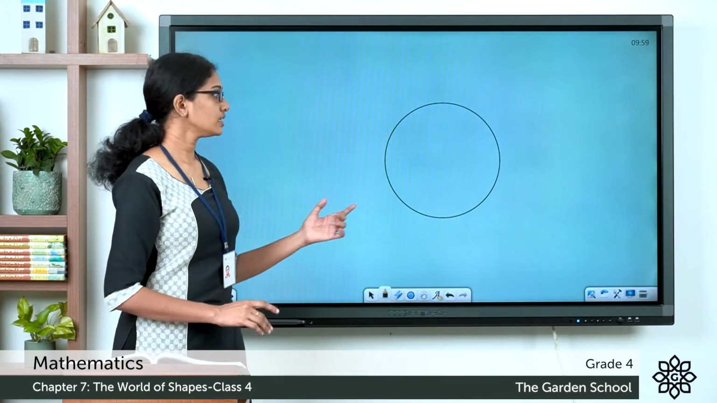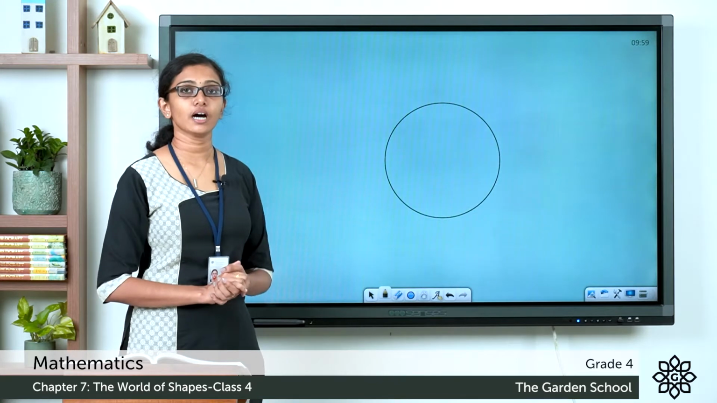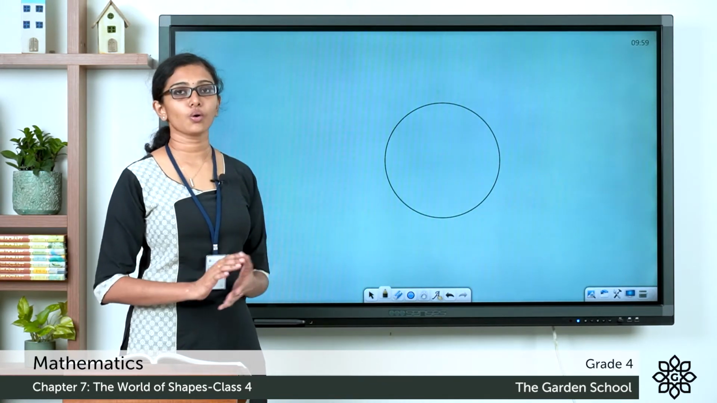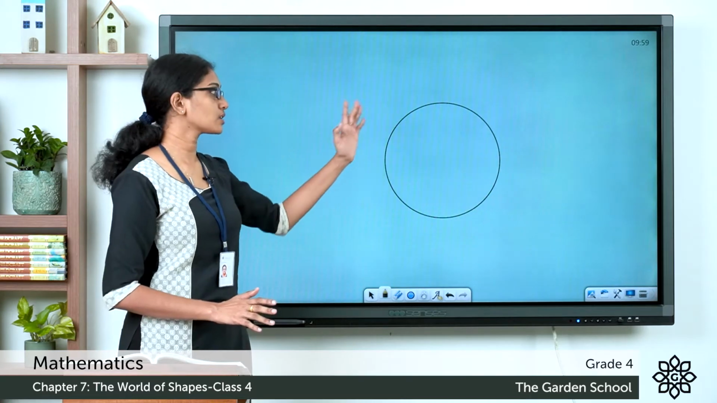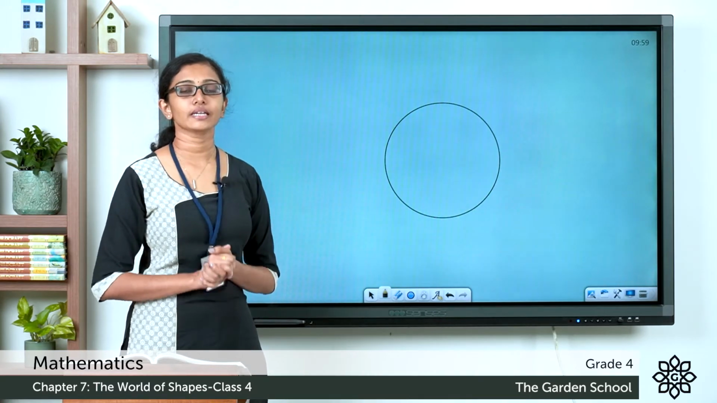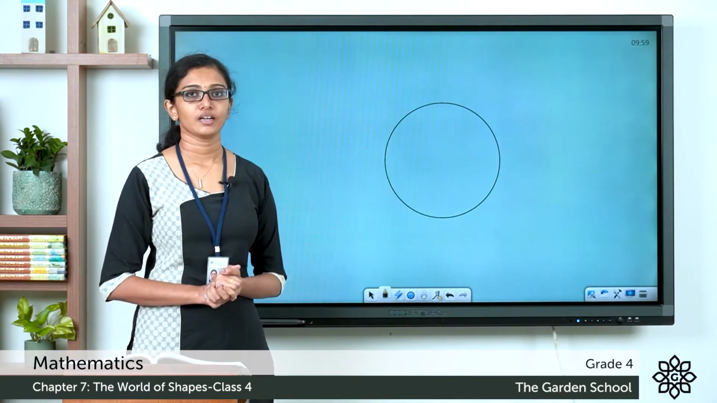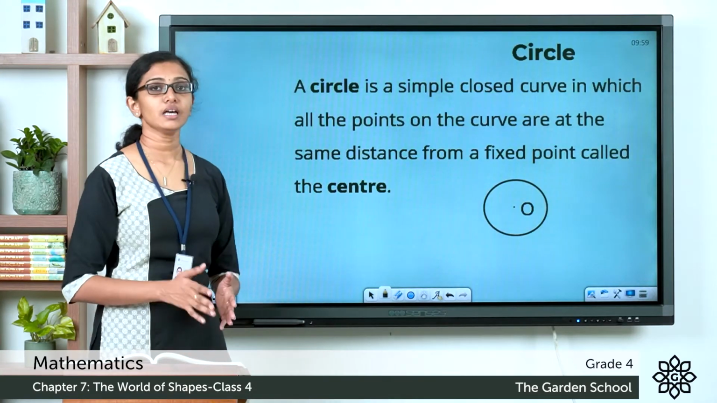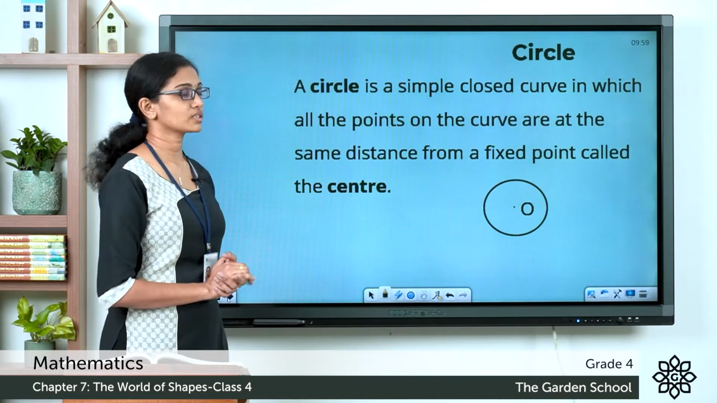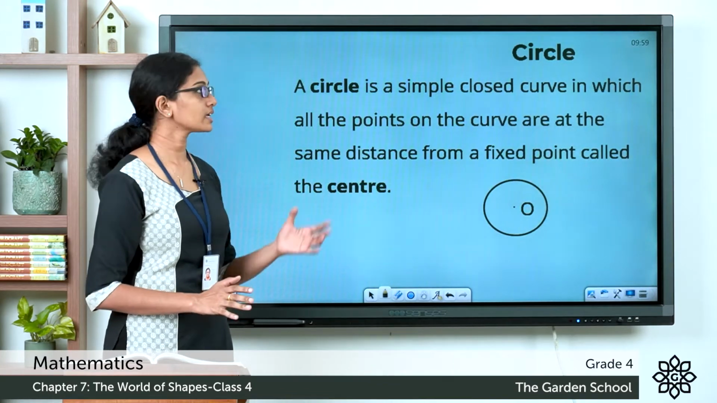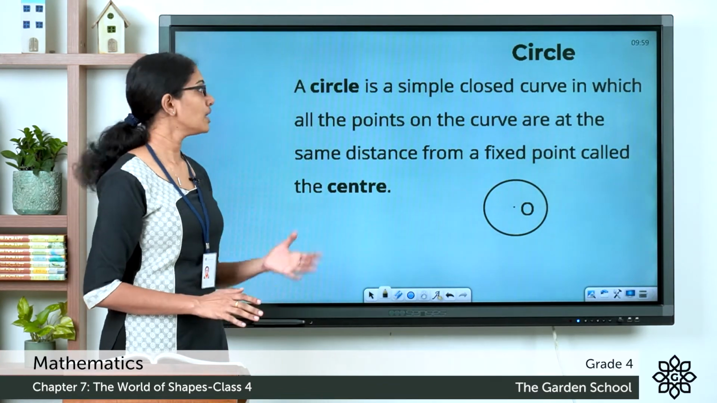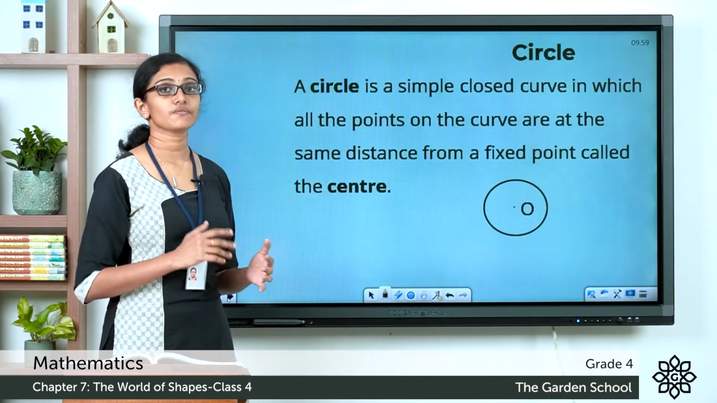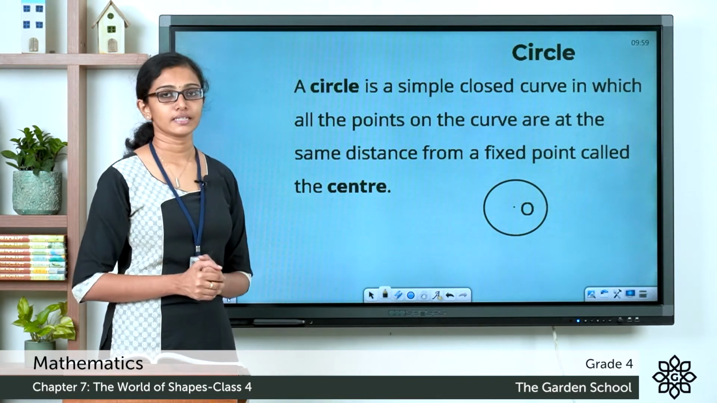You see this circle? Is this an open curve or a closed curve? You see it's a curve which is a closed one, and you can see it encloses a region within itself. Now, how can we define a circle then? A circle is a simple closed curve. It is not crossing anywhere. It is a simple closed curve in which all the points on the curve are at the same distance from a fixed point called the center.